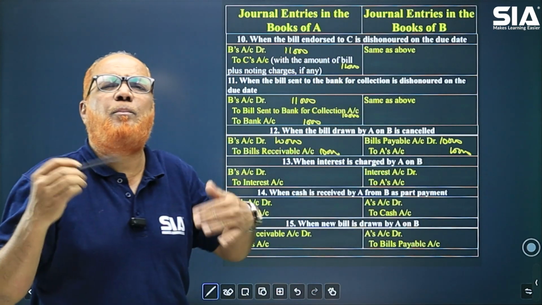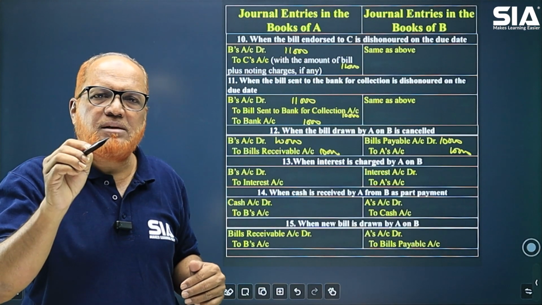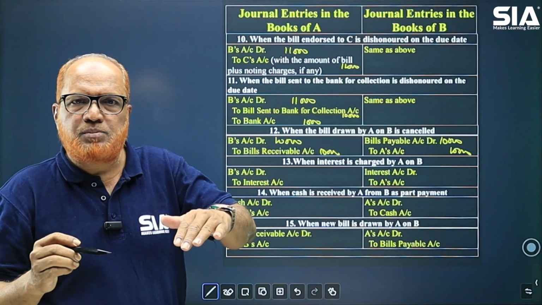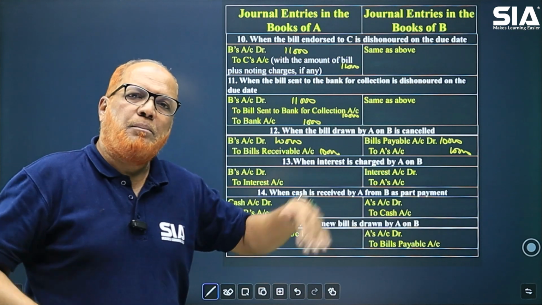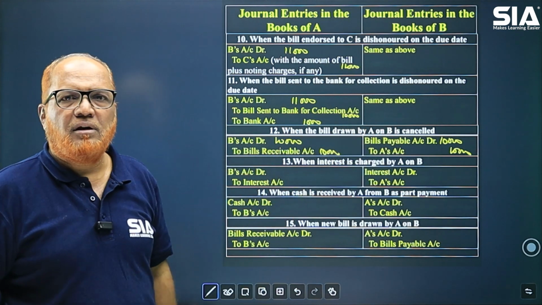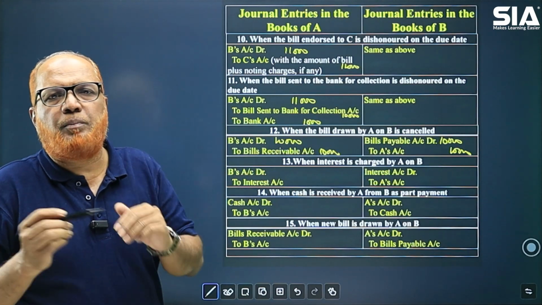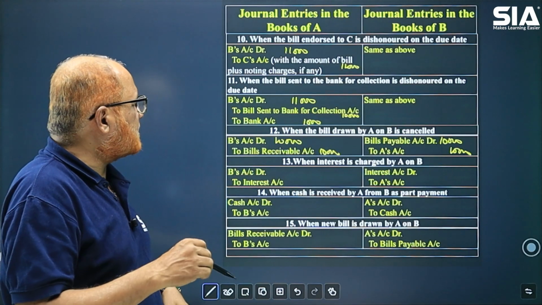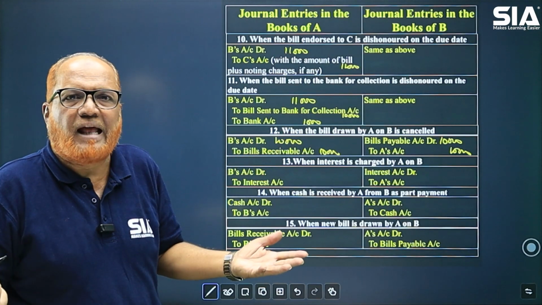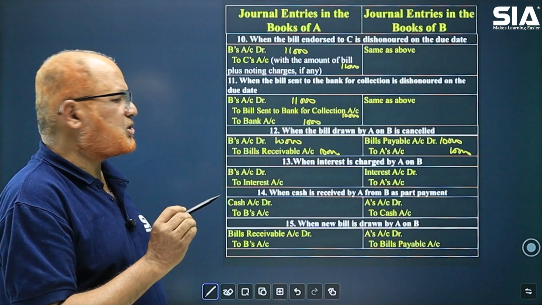This is completely the opposite entry when the bill is accepted. When bill accepted, A's account debtor to bills payable. When bill is cancelled, bills payable account debtor to A's account. Here also opposite entry. When he received the bill, bills receivable account debtor to B account. When he cancelled, B's account debtor to bills receivable. Cancelled.